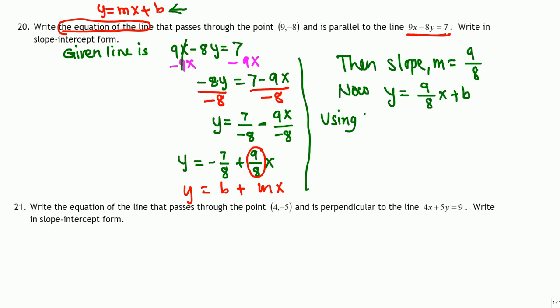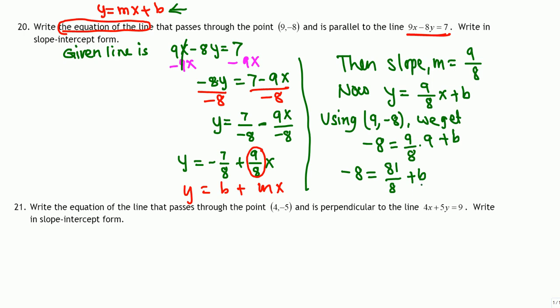Using 9 comma negative 8, we get y, negative 8, equals 9 over 8 times x, which is 9, plus b. Simplify and get the value of b. This is negative 8 equals, multiply the tops, 9 times 9, 81 over 8 plus b. Now to isolate b, we need to subtract 81 over 8 from both sides.